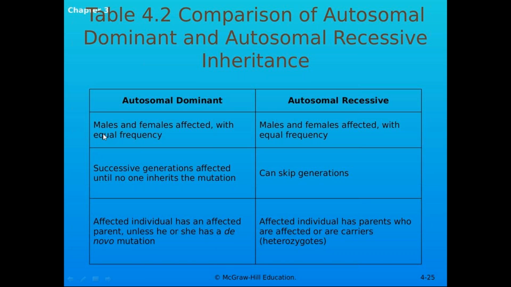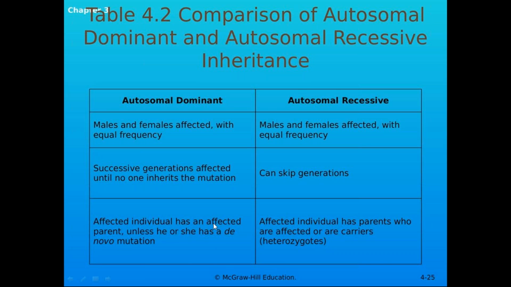The comparison between autosomal recessive and autosomal dominant conditions. Stable is autosomal. Males and females are both equally affected. In autosomal recessive condition also, both are equally affected. Successive generations are affected until no one inherits the mutation. In case of autosomal dominant, each and every generation will be affected. In autosomal recessive conditions, if both parents are carriers, then only children are affected. If one parent is a carrier, then no children are affected. If it is carried to the next generation, mainly if both parents are carriers, then only they have affected children.